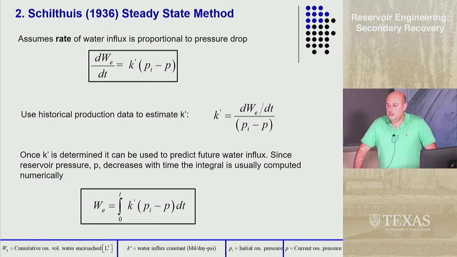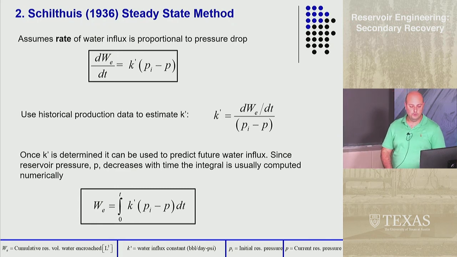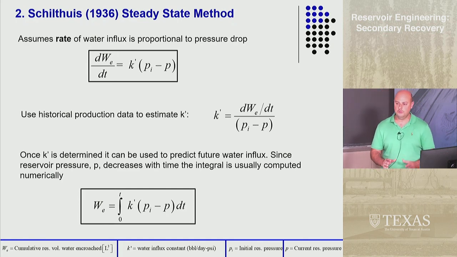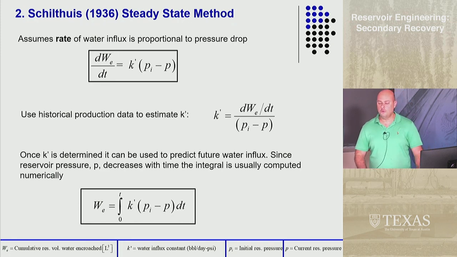You all took PGE 310, probably with Dr. Foster, maybe Dr. Pradanovich, and you probably learned how to integrate numerically using methods like the trapezoidal rule. Am I right? Does it sound familiar at all? Okay, you could do that here. So if you now know K prime, you know Pi, and you've got pressures at different times, you could calculate that numerically in a spreadsheet or in a Python program or something like that.